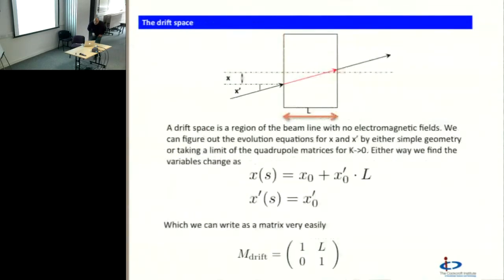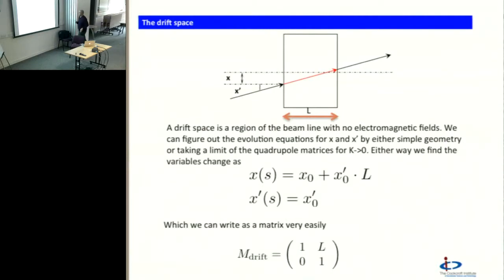Okay, what about a drift? So we have quadrupole matrices for different signs of quadrupoles. What about a drift? Well, a drift space is what we call in the field a region of a beamline which has no fields in it at all. So no B fields. We could find the evolution for x and x prime by taking the limit of the quadrupole matrices as big K goes to 0, or by simple geometry.